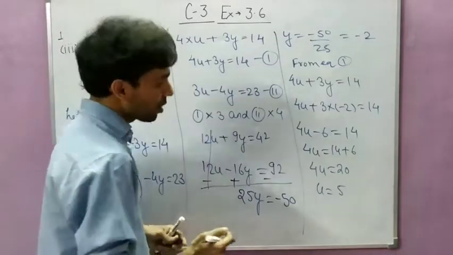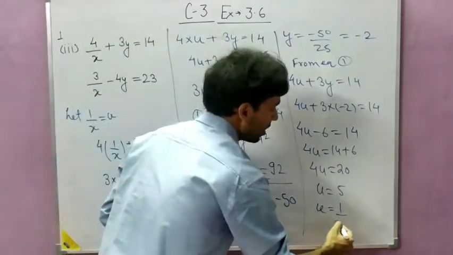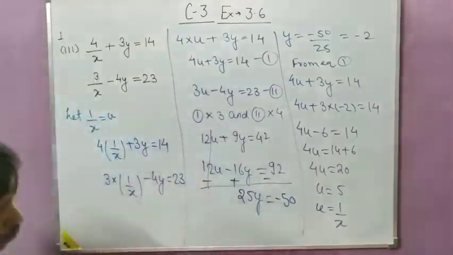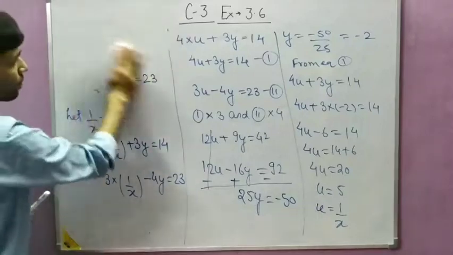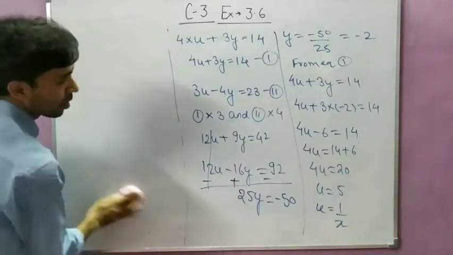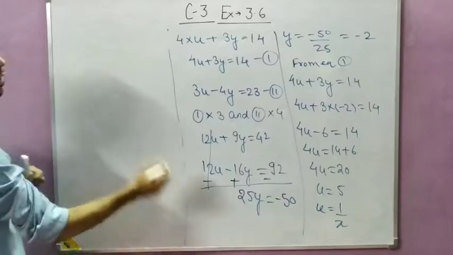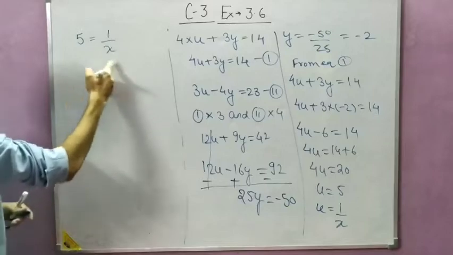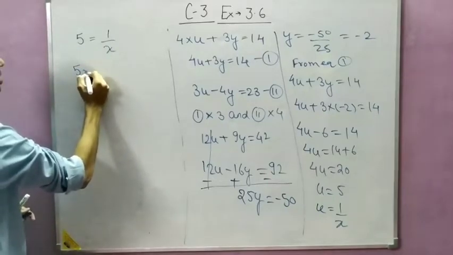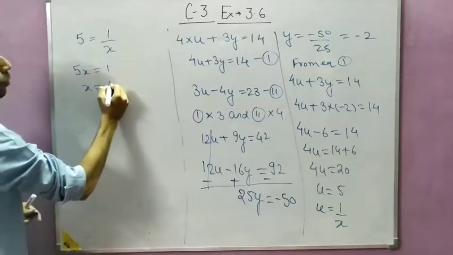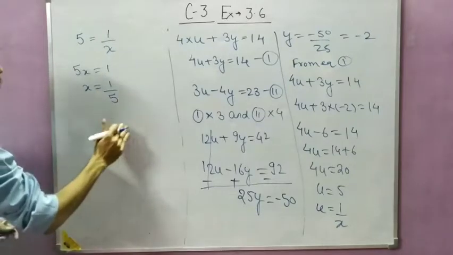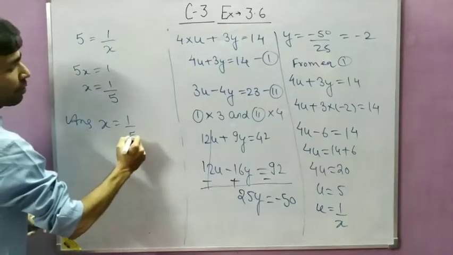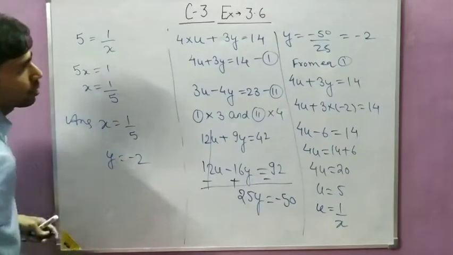Now because u was equal to 1 by x, I am going to erase this part. So what will happen? The value of u will get 5, and 5 is equal to 1 by x. When you cross multiply it, you will get 5x equal to 1. So x will be equal to 1 by 5. So the answer of this question will be x equal to 1 by 5 and y equal to minus 2.